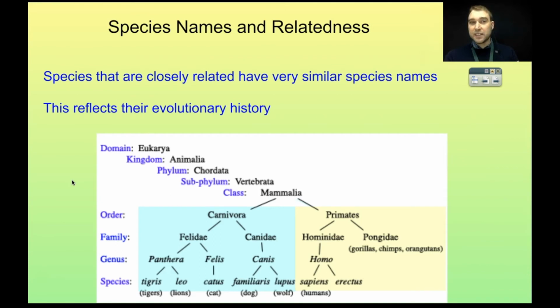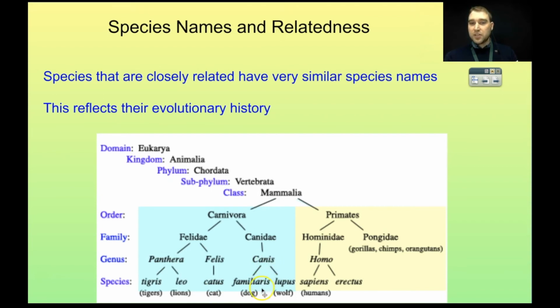The last thing we're going to look at is that we need to recognize that species that are closely related have very similar species names. And the reason for this is it reflects the evolutionary history. If we have a look, so we're looking at animals again, so we're going to compare some primates to some carnivores. If we have a look at the level of over here, so we've got, say, the panthers. So Panthera tigris is a tiger, Panthera leo is a lion. So the similarity in the name is at this genus level.